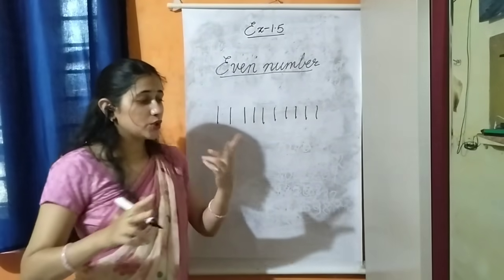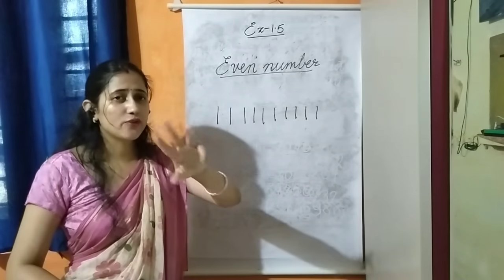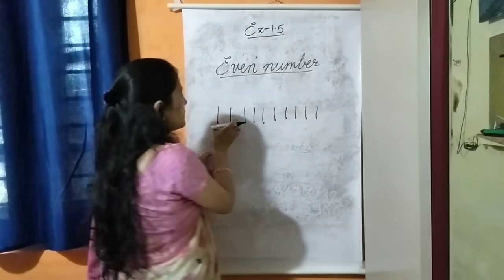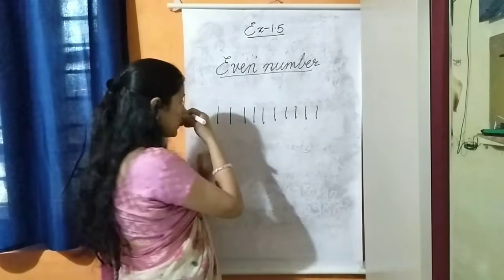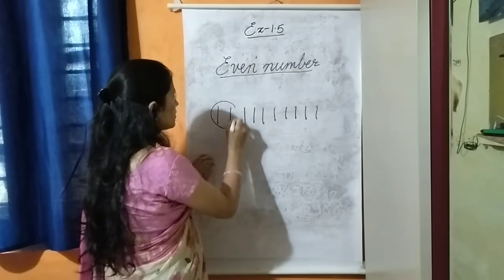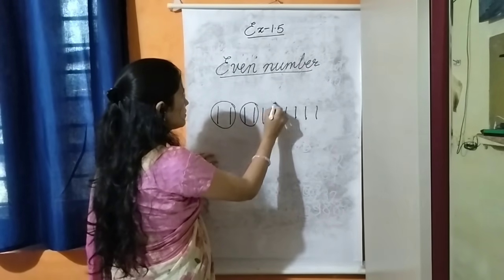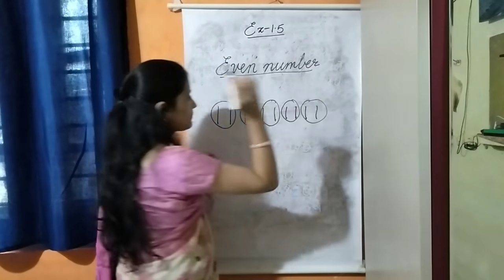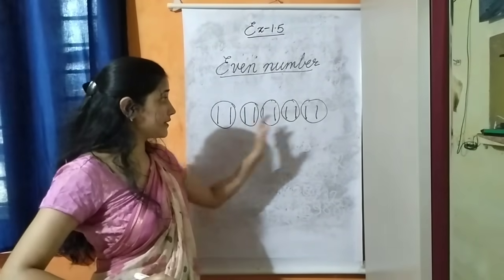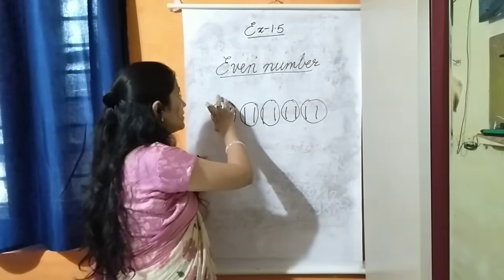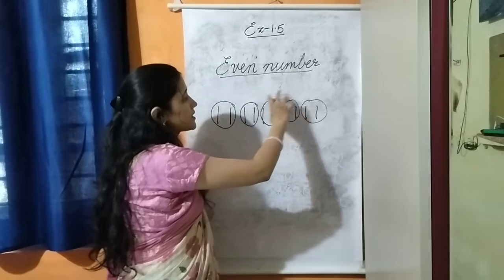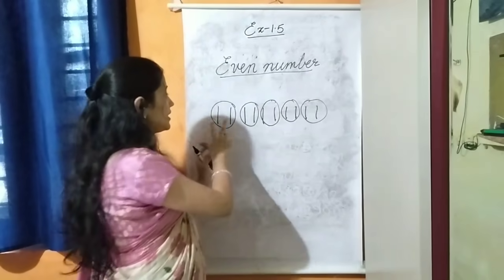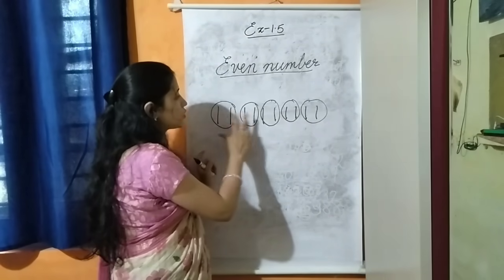Okay, a set of two things together makes a pair. That means we have to make set of two here. Okay, so if you can see here, children, I have drawn 10 lines. Okay, and here we are successful in making 5 pairs. Okay, 5 pairs.